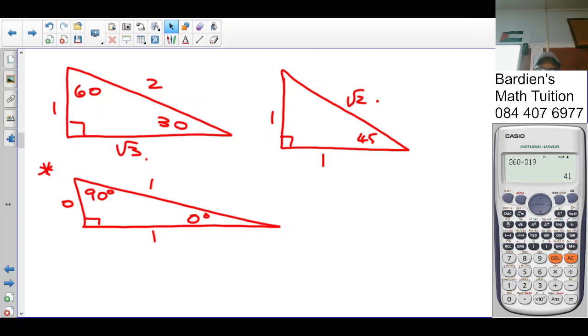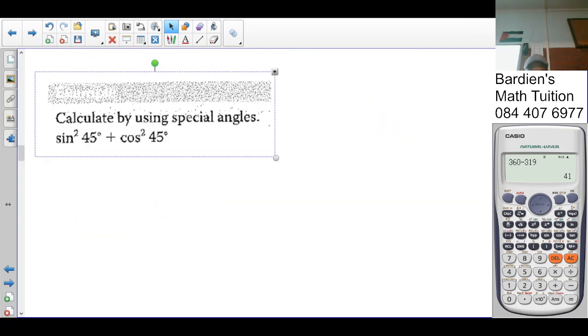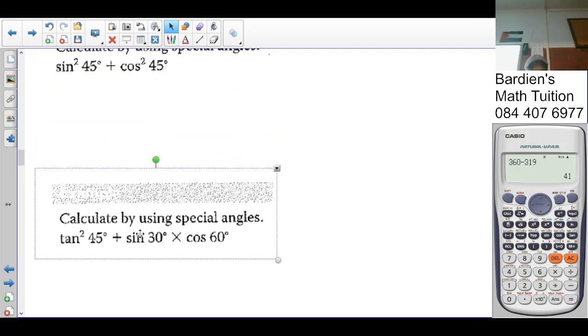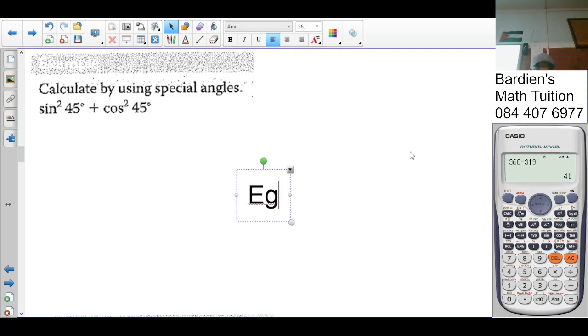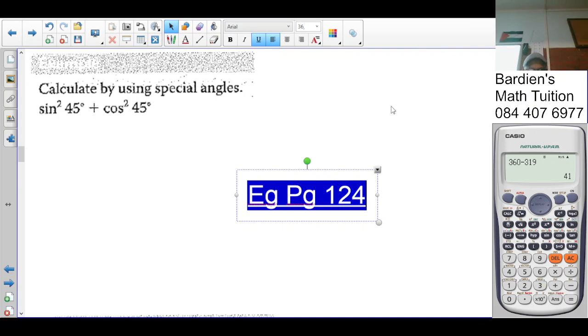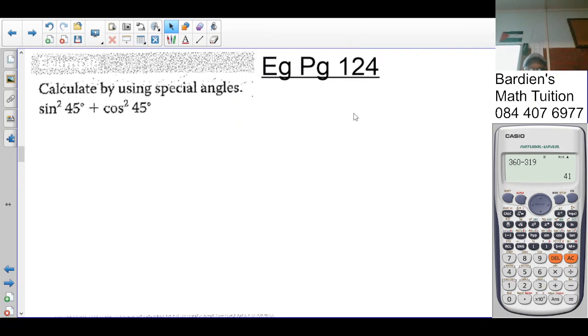Let's look at an example dealing with this here. Looking at examples on page 124. It says calculate by using special angles. Normally the sum says calculate without the use of a calculator. Then we should also know we're going to need to use special angles or special triangles. So what are the special angles?